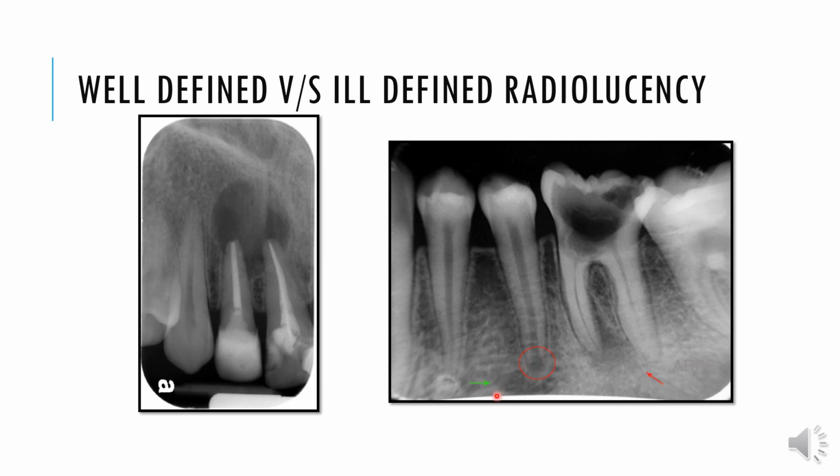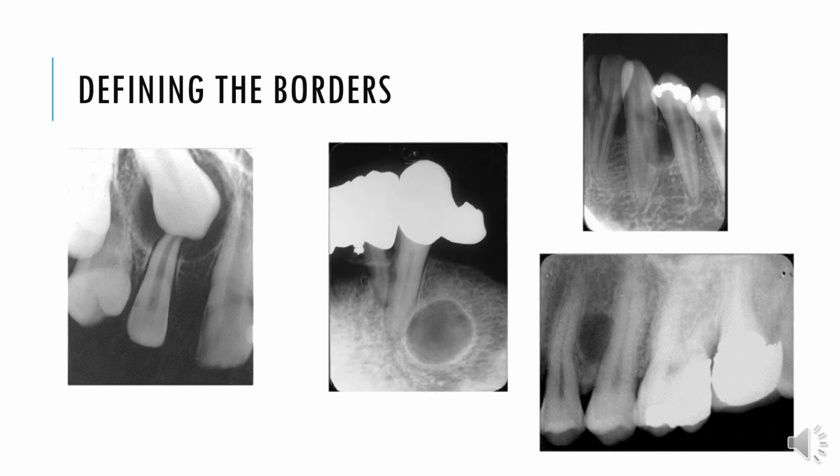And if you were to actually differentiate these clinically, you might have to test the tooth for vitality or take another image by using the buccal object rule. That means taking a shift radiograph to see if this radiolucency actually moves. If it does, then you know you're looking at the mental foramen. So defining the borders is important to get to the diagnosis.